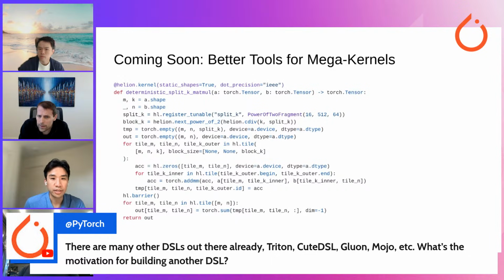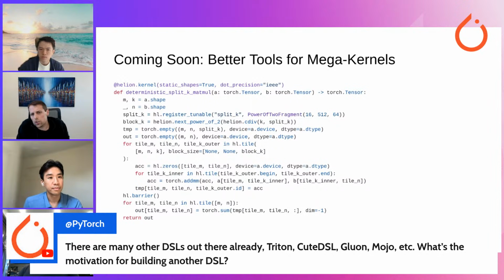Sorry to interrupt, Jason. There is a question from the audience. There are many other DSLs out there today, such as Triton, that we lower to, QTSL, Gluon, Mojo, etc. What is the motivation for building another DSL?